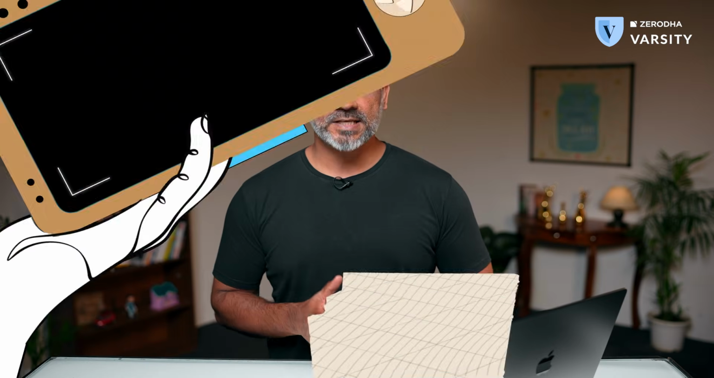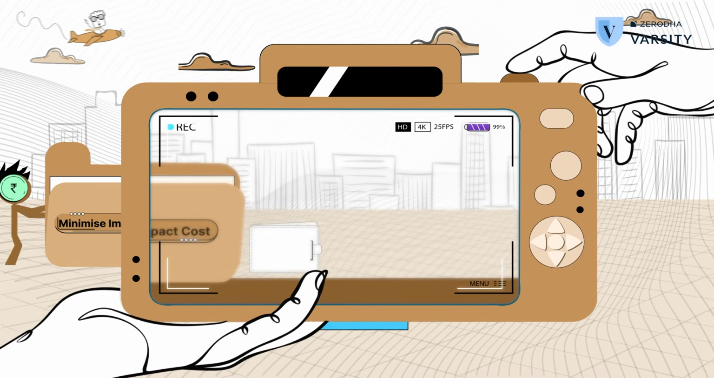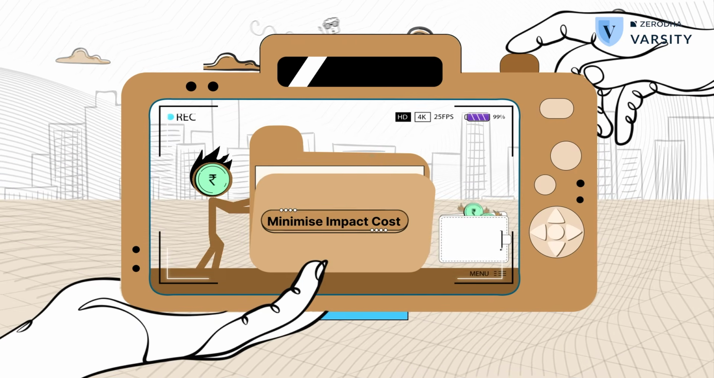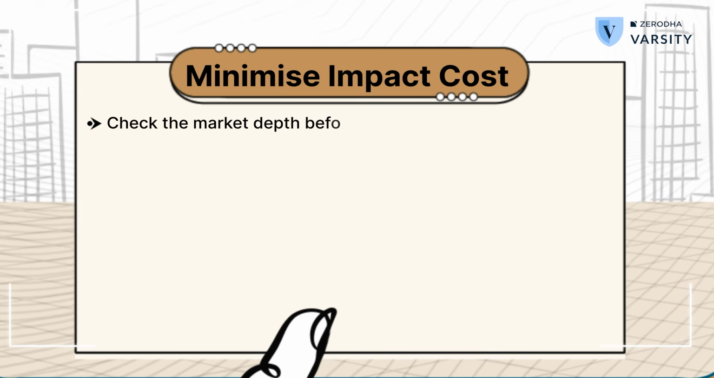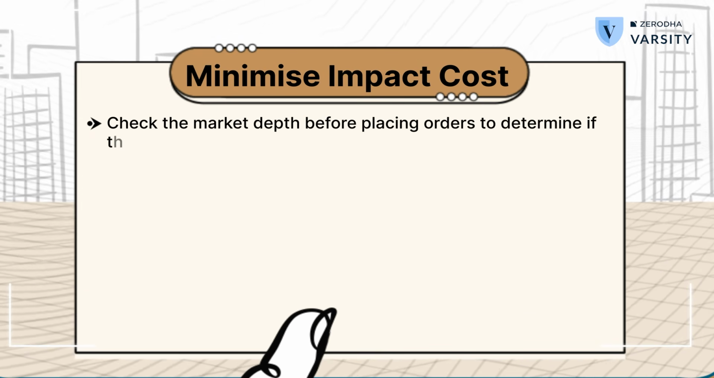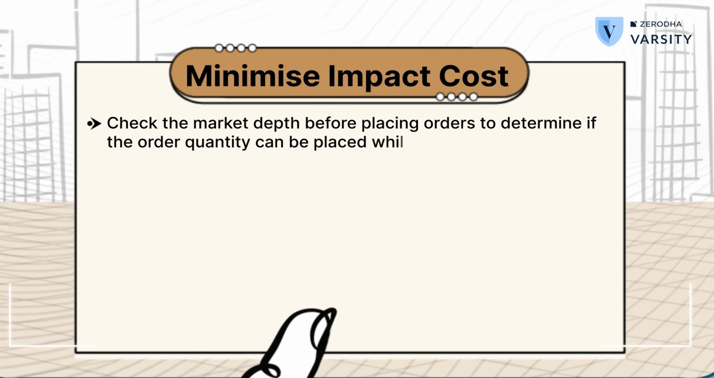Impact cost is a dynamic value and it keeps changing as the order book changes throughout the day. Alright, now that we've discussed everything about impact cost and how it impacts your trade, we should also discuss the best practices that you can follow as a trader to minimize the hit due to impact cost. Rule number 1. Check the market depth before placing orders to determine if the order quantity can be placed while keeping the impact cost minimum.